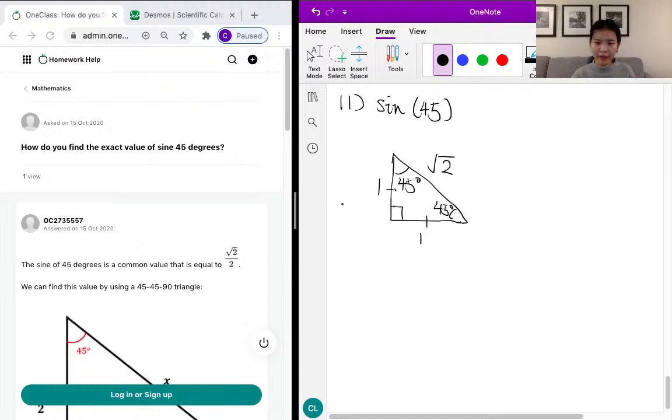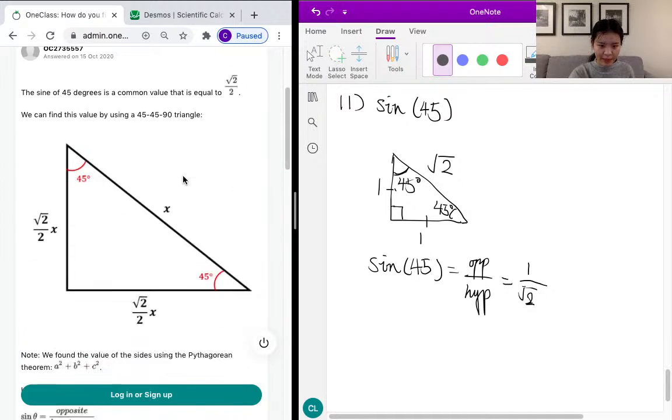In order to find sine 45, we just pick an angle, which is 45 degrees. And we know that sine of an angle is opposite over hypotenuse. So let's just write equals opposite over hypotenuse. Then the side opposite to the angle 45 is 1, so we have 1 as the opposite side. And the hypotenuse is root 2, so I have root 2 as the hypotenuse. And the exact value of sine of 45 is just equal to 1 over root 2.